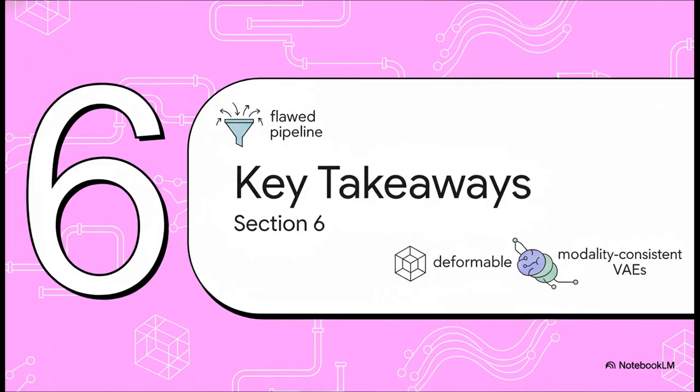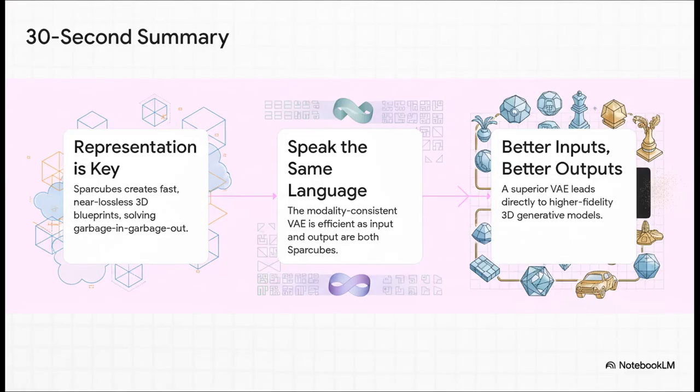All right, we have covered a ton of ground here, from broken pipelines to squishy digital clay and fluent AI translators. So let's boil this whole thing down. If you walk away with just 3 key ideas from this paper, these are the ones. Takeaway number 1, representation is key. The whole magic starts with Sparcubes. It's just a fundamentally better blueprint that solves that garbage in, garbage out problem.